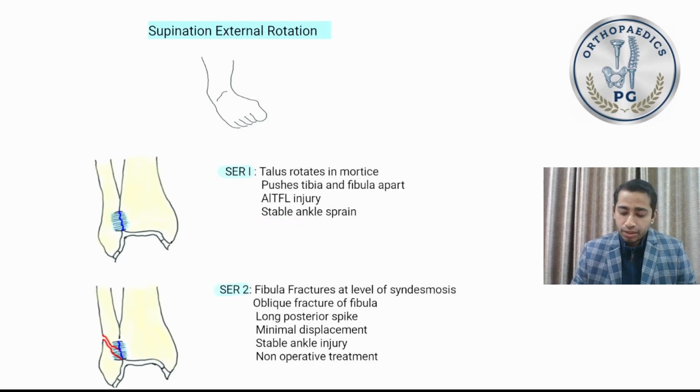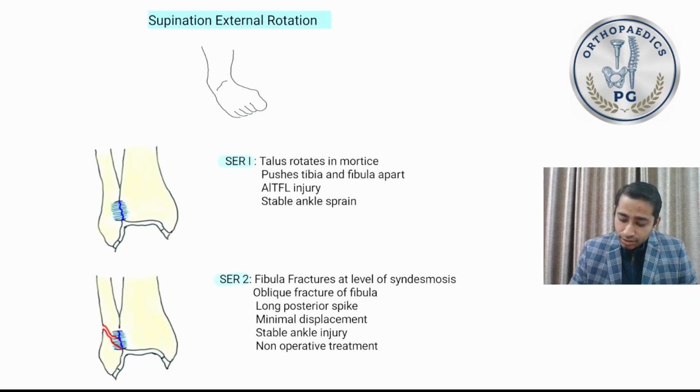As the injury progresses, in the second stage, the fibula fractures at the level of the syndesmosis, and this has a classical long posterior spike. So the spike in this type of fracture is a long posterior spike with a minimal displacement, and this also represents a stable ankle injury, and the treatment is usually non-operative treatment.